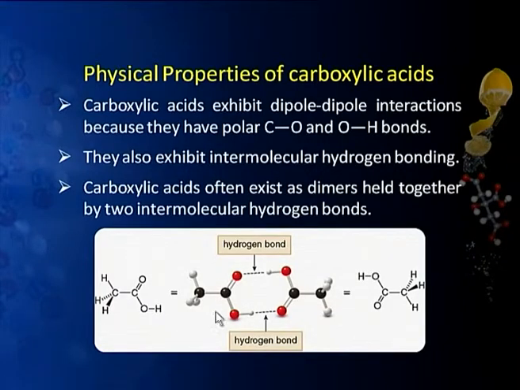This way we can show that two acetic acid molecules are forming a dimer. The carbonyl of one acid forms a hydrogen bond with the OH hydrogen of the other carboxylic acid, and the carbonyl of this one forms a hydrogen bond with the hydrogen of this acetic acid. So, it is not only acetic acid; other acids also exist as dimers wherever it is possible.